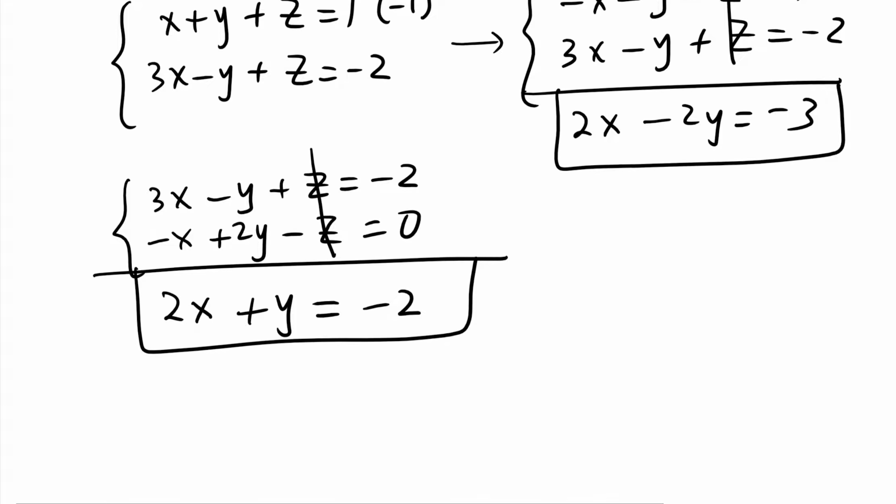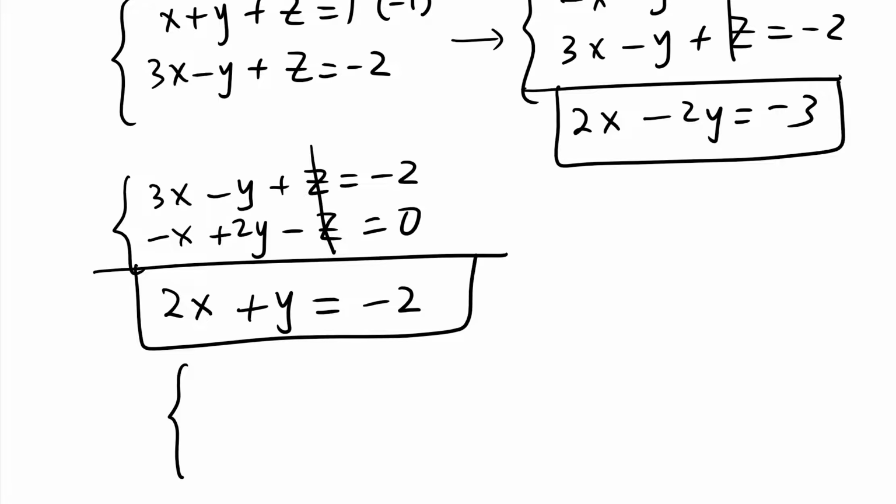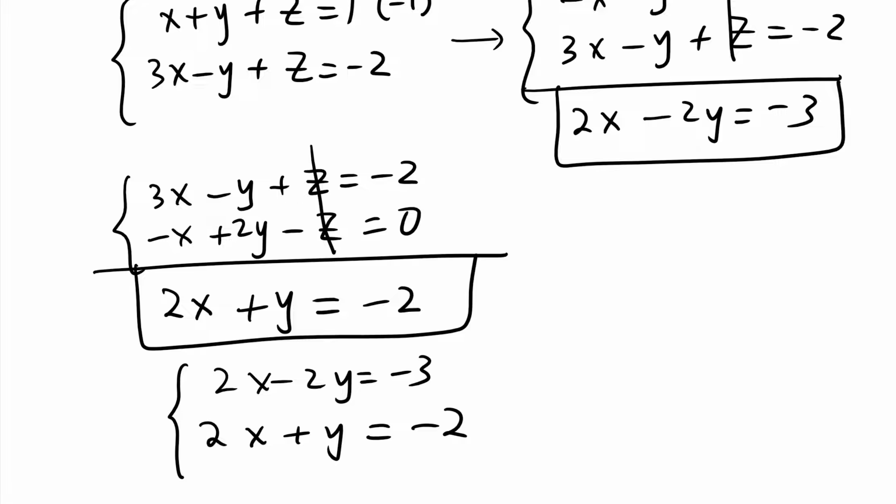Now we got two equations: 2x minus 2y is negative 3, and 2x plus y is negative 2. These two boxed equations, you put it as a system like so.